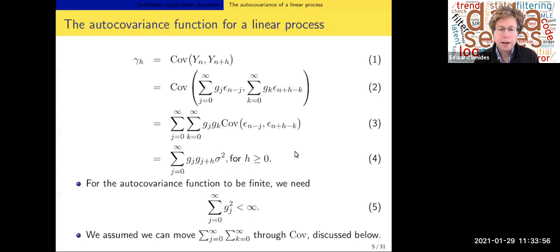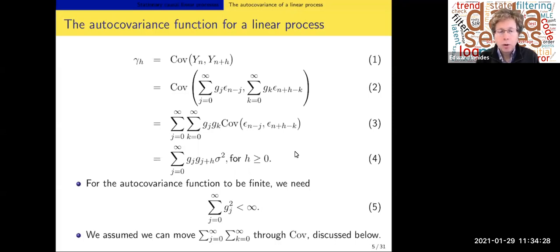And then we take constants outside covariance in the familiar way. And then because epsilon n is white noise, to get from 3 to 4, we're using the fact that the only non-zero term is when n minus j and n minus h plus k are the same. And when they are the same, you get a contribution sigma squared. Every other term in the double sum drops out, so you get a single sum.